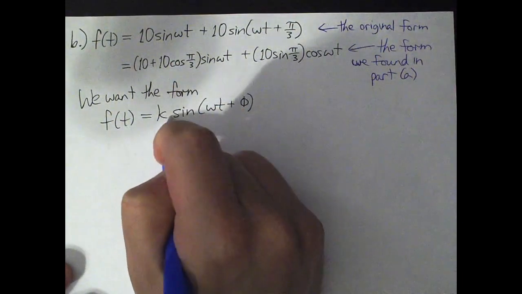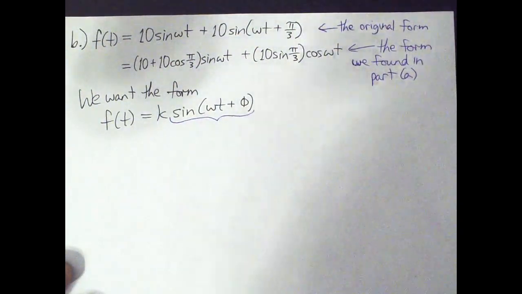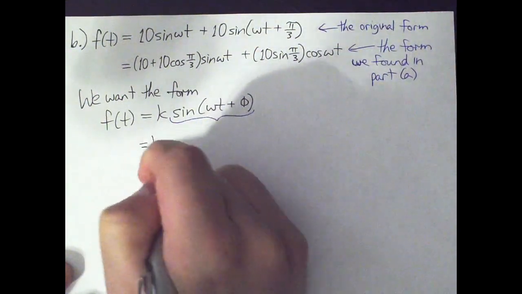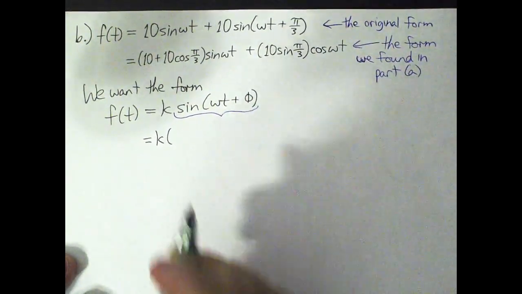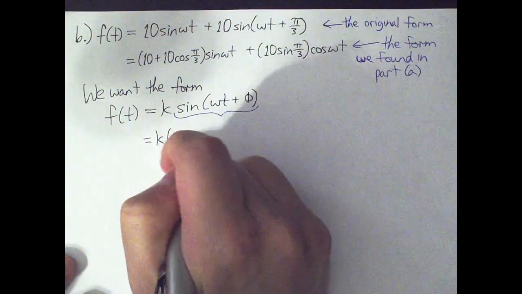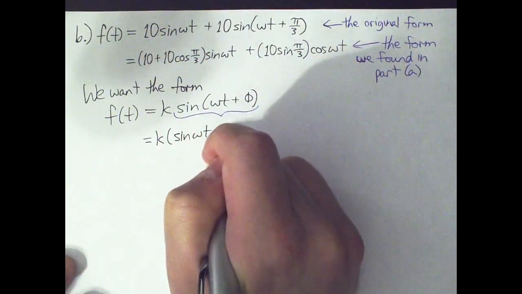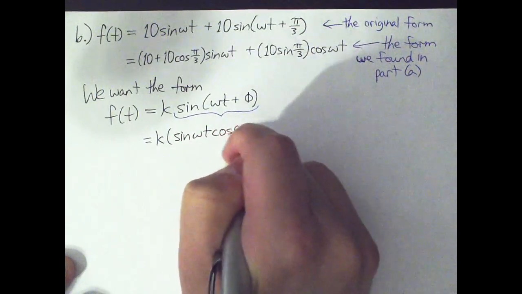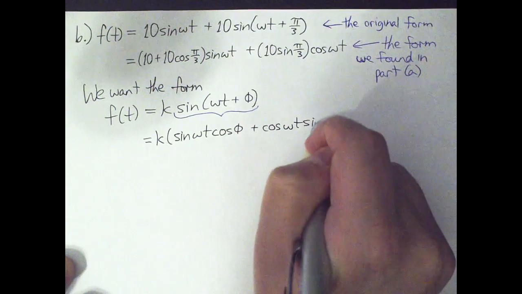Here's what I'm going to do. It worked out pretty well in part A, so I'm going to try it again here. I'm going to use the addition formula for sine, because we have sine of something plus something. So let's try to use the addition formula and see if that helps. So sine of omega t cosine phi plus cosine omega t sine phi.